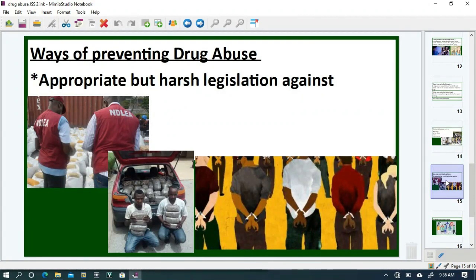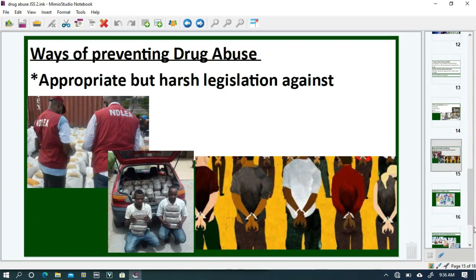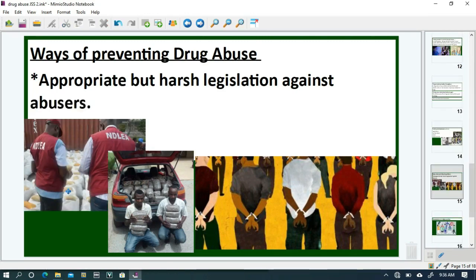Ways of preventing drug abuse. There are different ways drug abuse can be prevented. The first method is appropriate but harsh legislation against the drug users and those that are selling the drugs to them. The authorities should give the NDLEA the mandate and the power to arrest and prosecute drug peddlers and users.